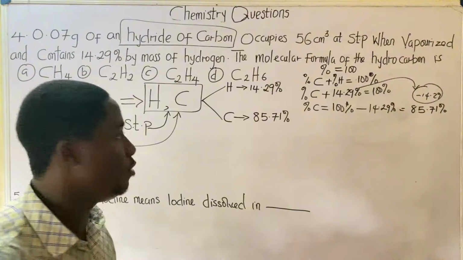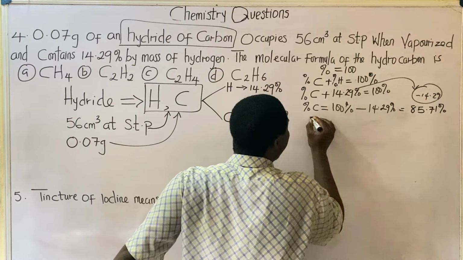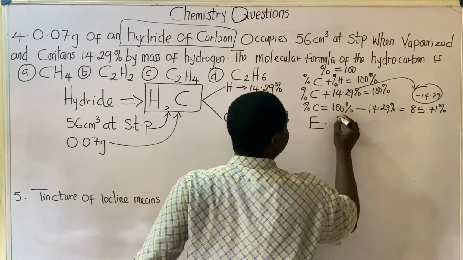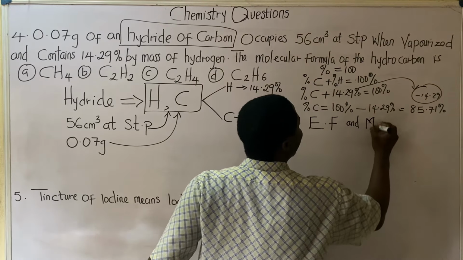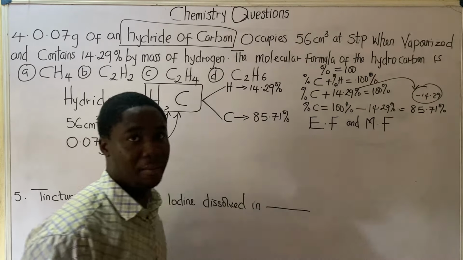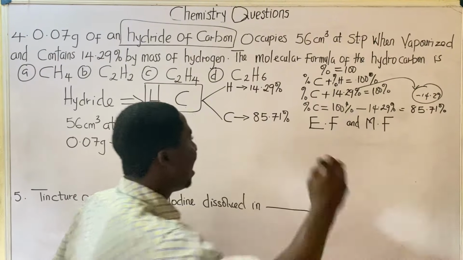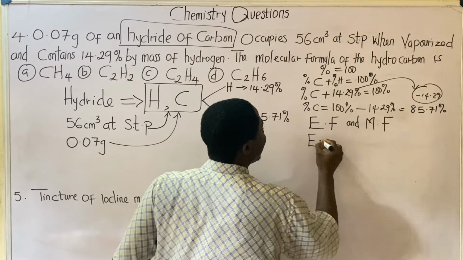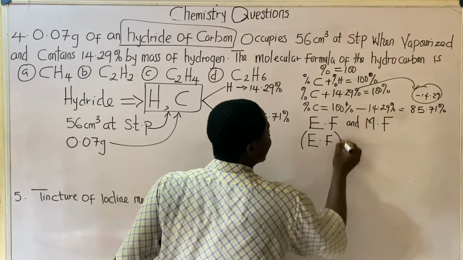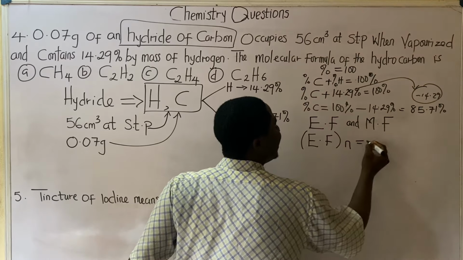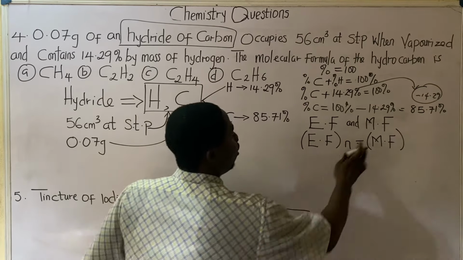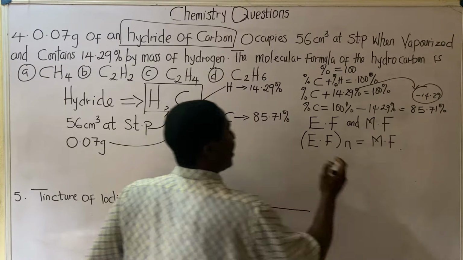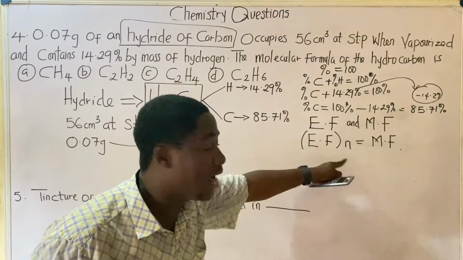Now there is a relationship between empirical formula and molecular formula. There is a formula that relates both of them. And what's the formula? It is simply empirical formula, open bracket, close bracket, N is equal to molecular formula. Listen carefully, it's very important. Empirical formula, open bracket, close bracket, N down is equal to what?